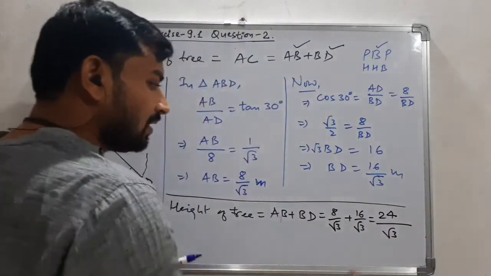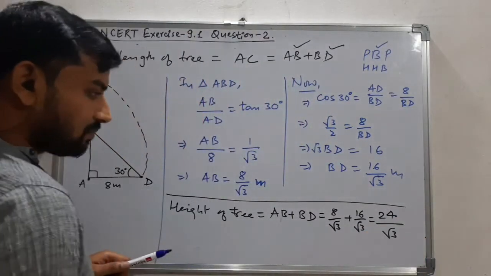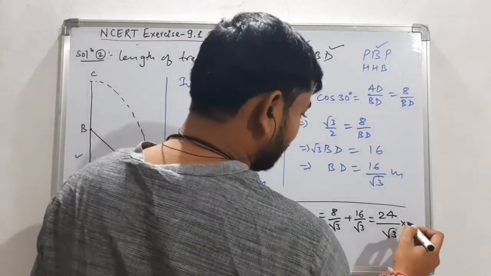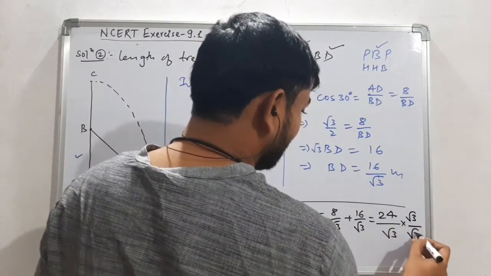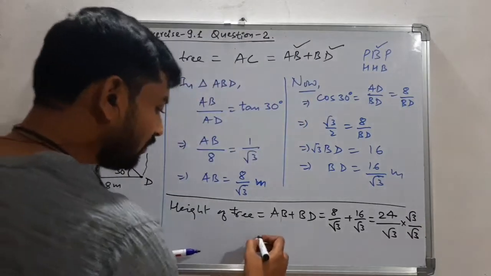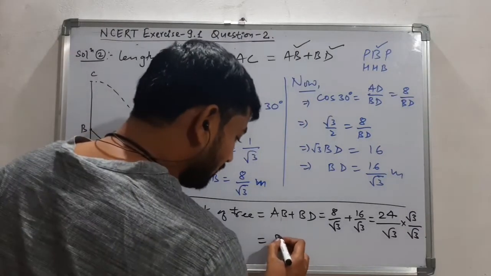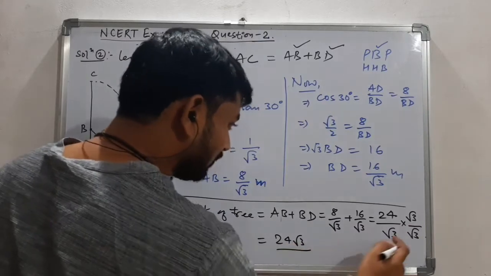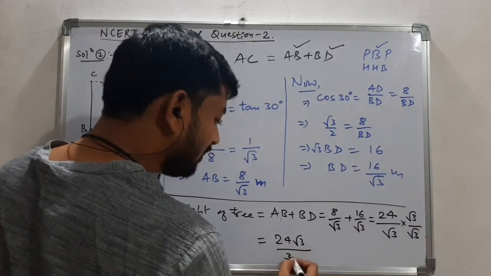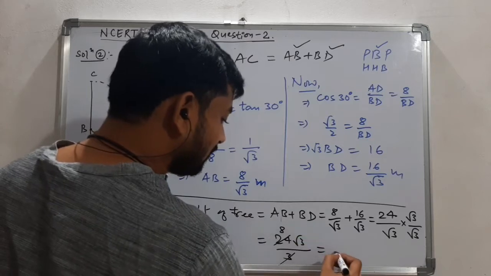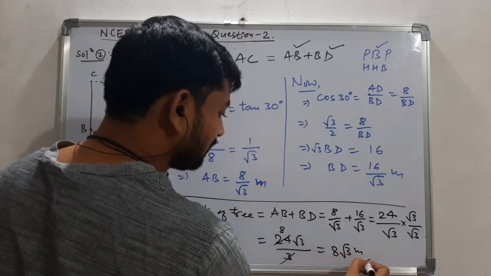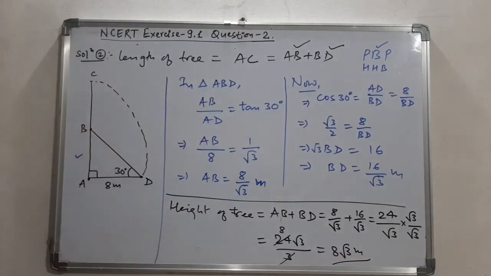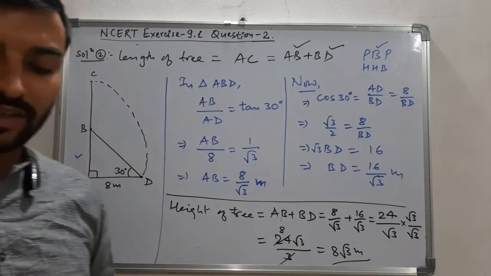The base is the same. As we know that we cannot keep the irrational number in the denominator, so we have to rationalize. So multiply with root 3 both the numerator and denominator. Here we will be getting 24 root 3 upon root 3 into root 3, square will be 3. So when we divide it by 3, we will be getting 8 root 3 meters. So this is the height of the tree, which broke down from a distance 8 by root 3 and touches the ground at a distance of 8 meters. So this is how we solve these kinds of problems.